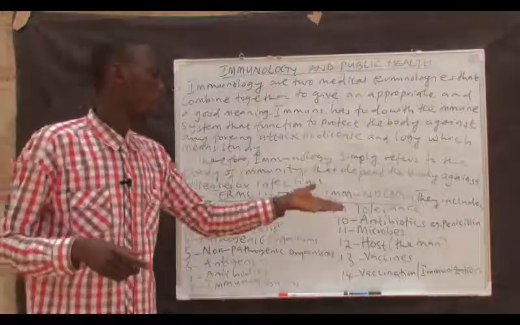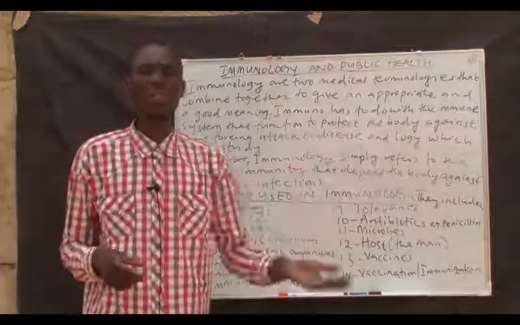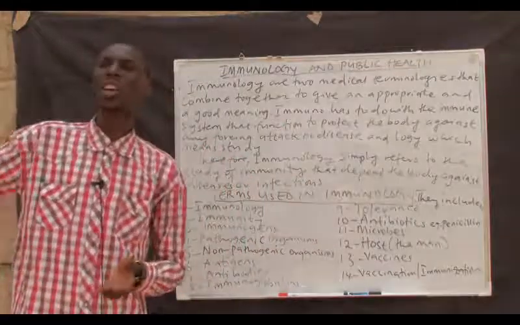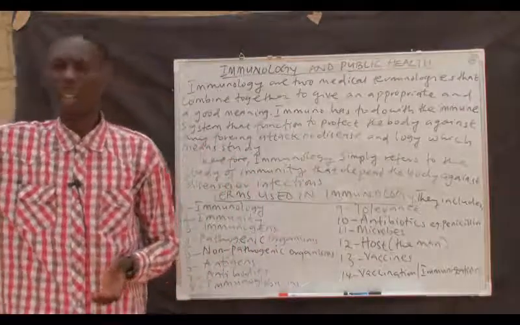For example, some people can tolerate higher dosage of drugs while others can tolerate lower dosage of a drug.